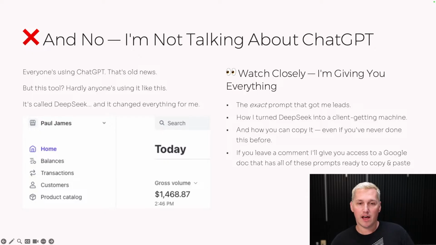As you can see, income stats today so far, over $1,400. If I refresh on my phone from the time that I put that into the slide to now, we are probably well over that. Let's take a look here. Yes, up to $2,400. So I want you to watch closely because I'm going to give you everything you need to take action on this strategy: the exact prompt that got me leads, how I turned DeepSeek into a client-getting machine, even if you're not good at getting clients, and how you can copy it even if you've never done this before.